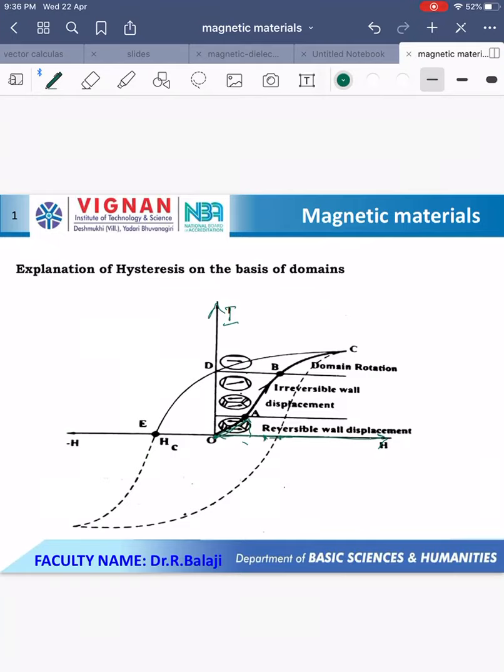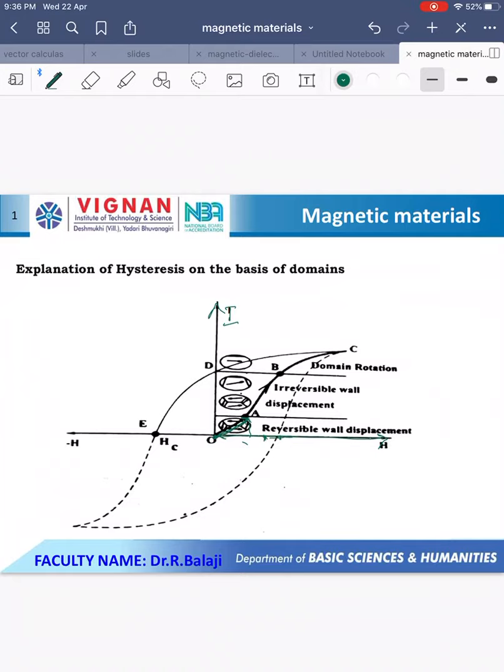Suppose the applied field is removed, the domain returns to its original state and is known as a reversible domain. This exists only in a low magnetic field, and in our diagram it is represented as OA. In the OA region, by applying a small magnetic field, the domain walls are slightly displaced, and whenever the applied field is removed, it regains its original state. This is called reversible domain movement, which occurs at low magnetic field.